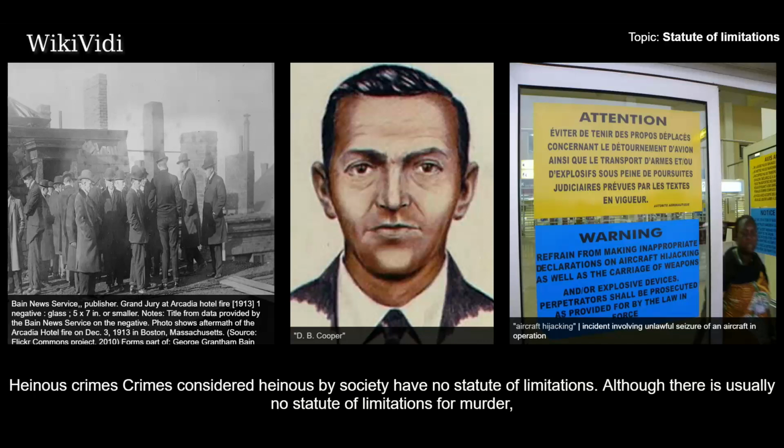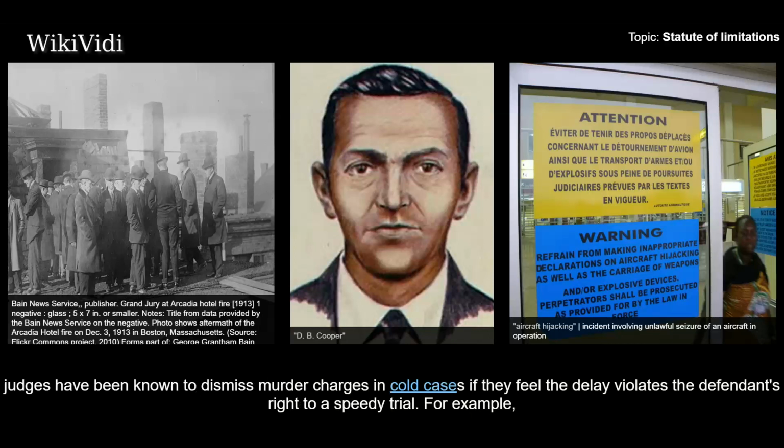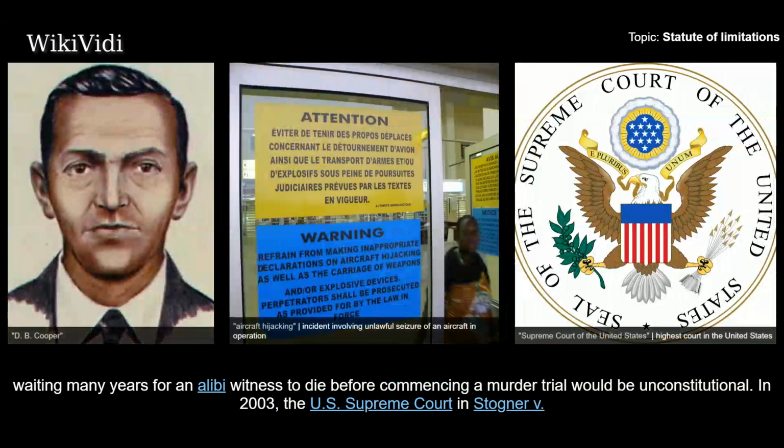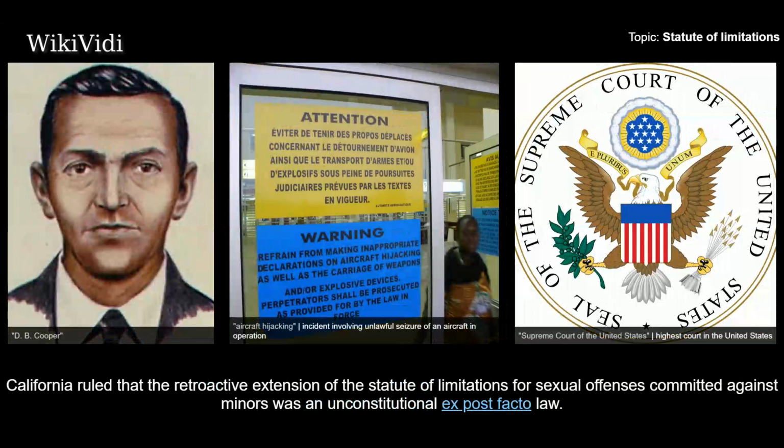Heinous crimes. Crimes considered heinous by society have no statute of limitations, although there is usually no statute of limitations for murder. Judges have been known to dismiss murder charges in cold cases if they feel the delay violates the defendant's right to a speedy trial. For example, waiting many years for an alibi witness to die before commencing a murder trial would be unconstitutional. In 2003, the U.S. Supreme Court in Stogner v. California ruled that the retroactive extension of the statute of limitations for sexual offenses committed against minors was an unconstitutional ex post facto law.